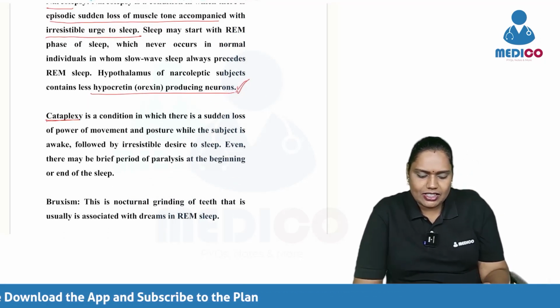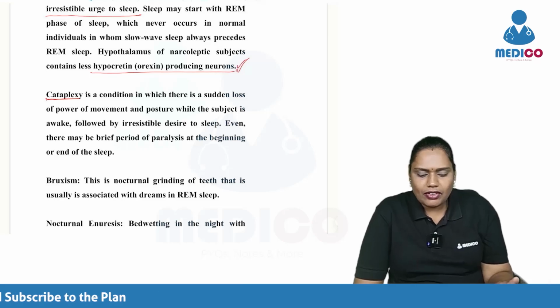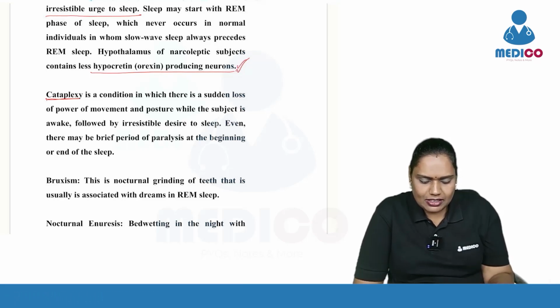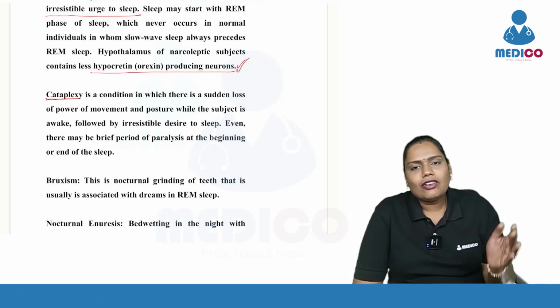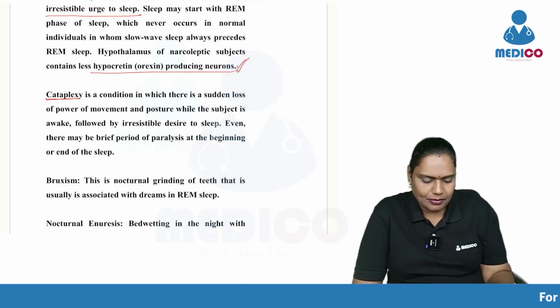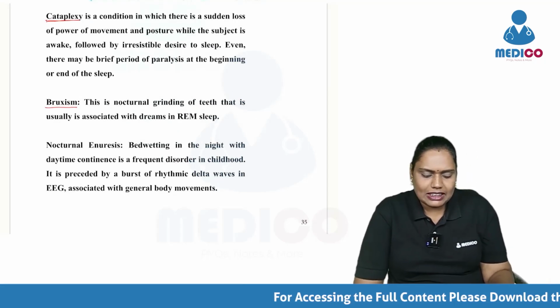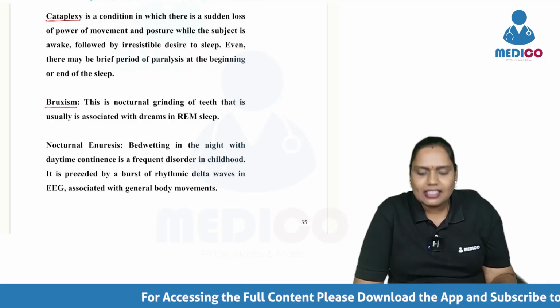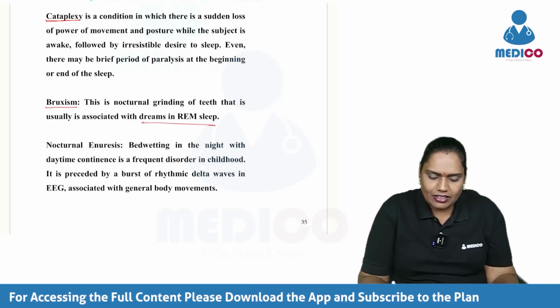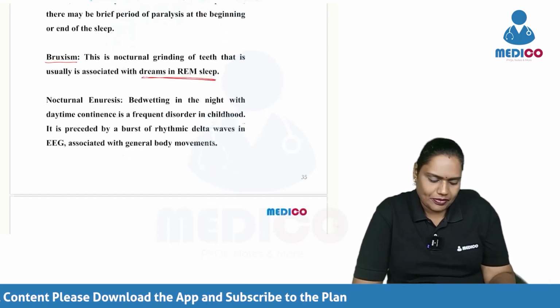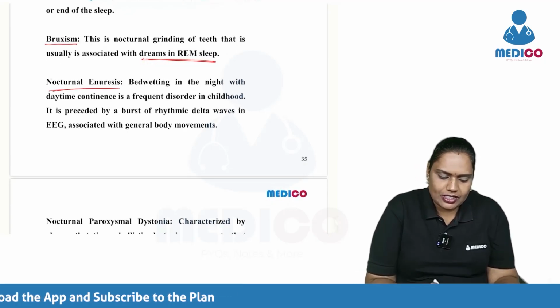Cataplexy is a condition in which there is sudden loss of power of movement and posture while the subject is awake, followed by an irresistible desire to sleep. Then, what is bruxism? Bruxism is nothing but teeth grinding, usually seen in children, associated with dreams and REM sleep. Then, what is nocturnal enuresis?